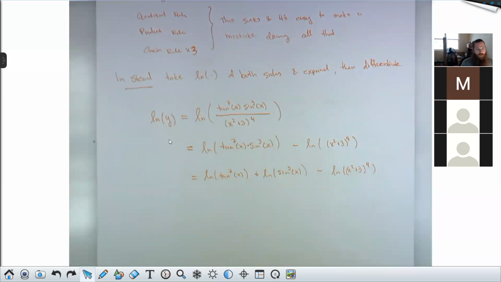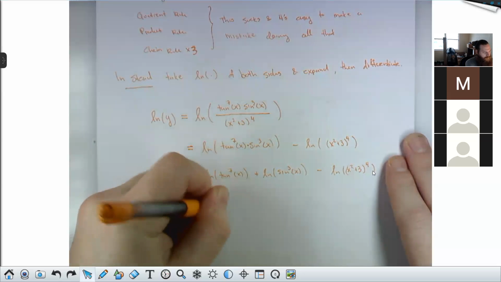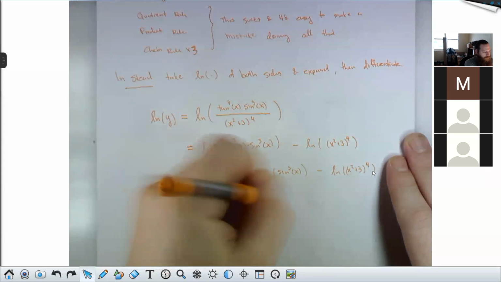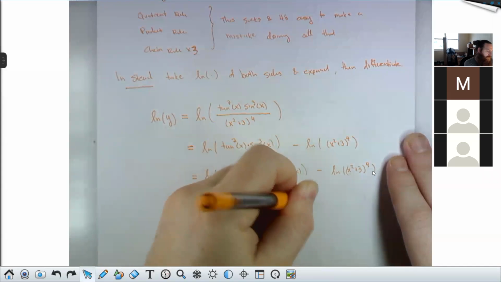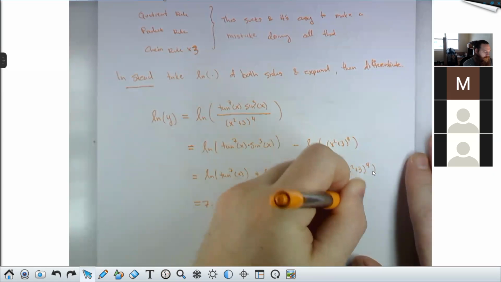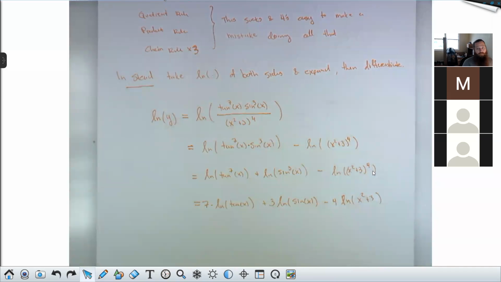And then one last bit of simplification before I differentiate, I can pop these powers down. Not the 2 here, but this 4 here can come down. So this is 7 times the natural log of tangent x plus 3 times the natural log of sine of x minus 4 times the natural log of x squared plus 3. So ln y is equal to this.